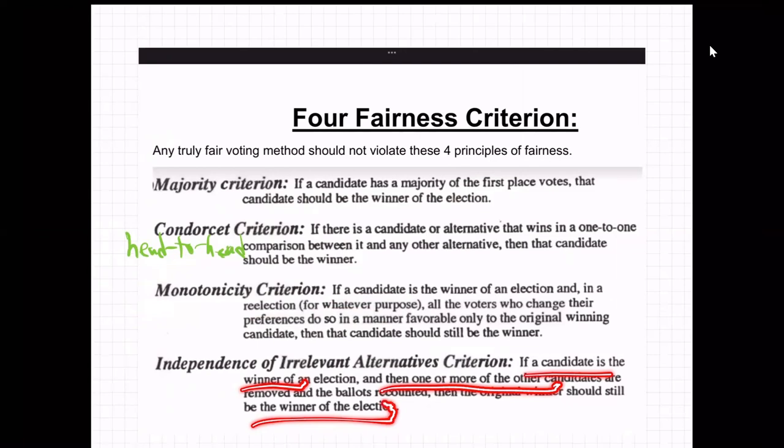Well, some of these methods do that. Notice these methods have fairness problems, don't they? They do things which really don't seem fair to us. And so that's this one.